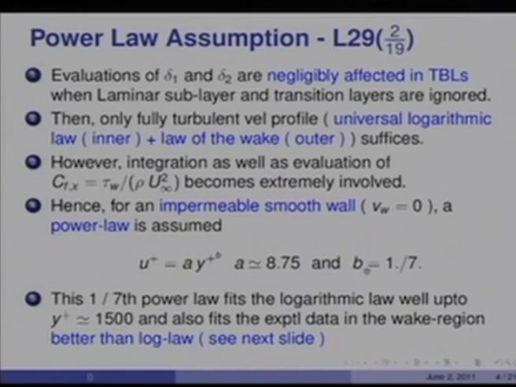We assume a power law as u+ equal to a times y+ raised to b, and a and b can be functions of Reynolds number, but I have given here some values of a and b, which are usually found to be quite good in practically encountered turbulent boundary layers. So, a is 8.75 and b is 1/7, and this is called the 1/7 power law. Now, this law actually fits the experimental data up to y+ of 1500 quite well, in fact, better than the log law, as you will see in the next slide.